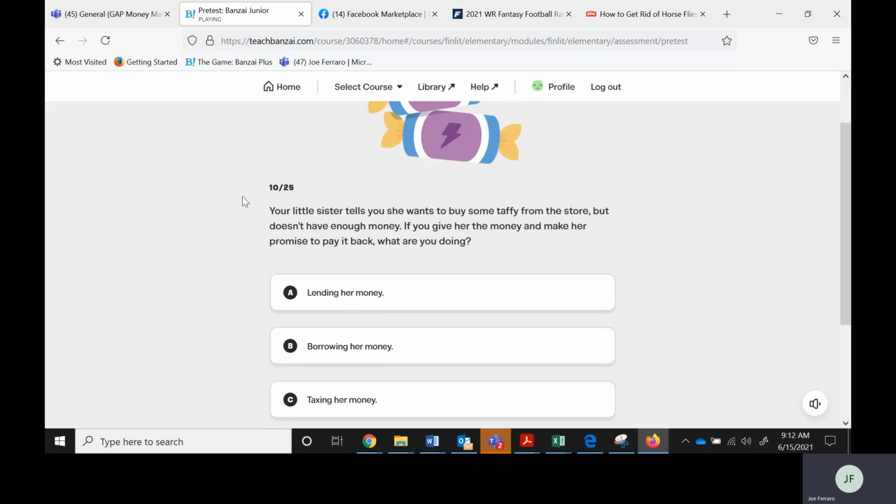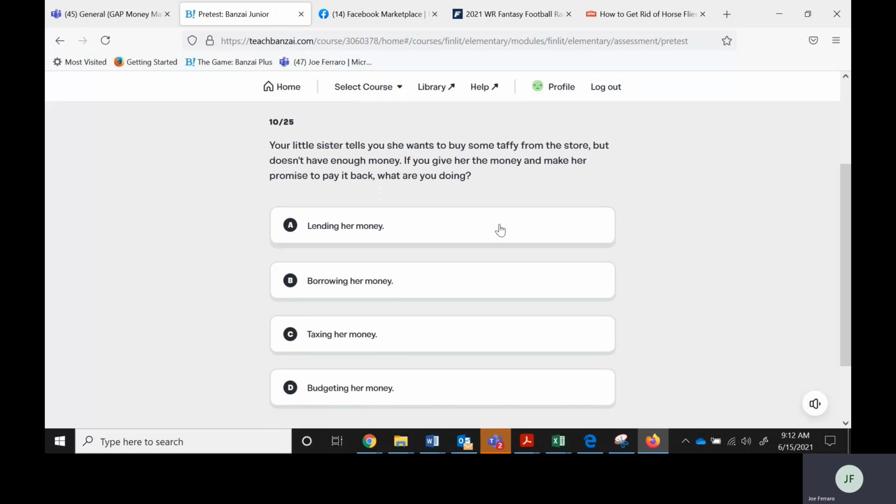Your little sister tells you she wants to buy some taffy from the store, but doesn't have enough money. If you give her money and make her promise to pay it back, what are you doing? Lending her money, borrowing her money, taxing her money, or budgeting her money? So this one is kind of a tricky one.